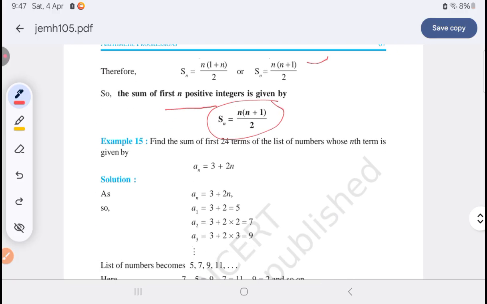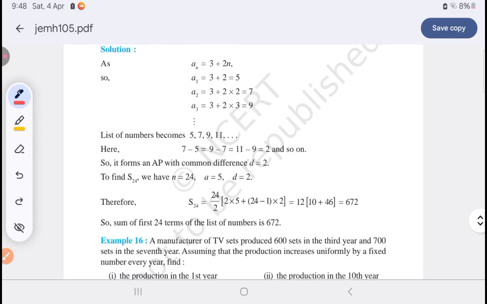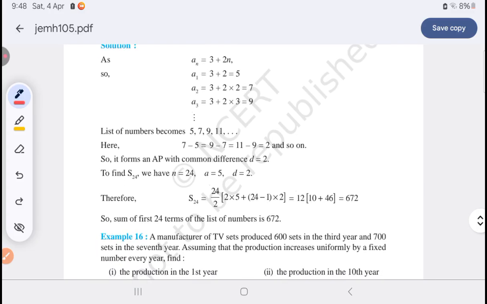Find the sum of 24 terms of the list of numbers whose nth term is given by an equal to 3 plus 2n. Here we have to find the sum of the first 24 terms. A1 equal to 3 plus 2, so dash dash. So for this list of numbers, n equal to 24, a equal to 5, d equal to 2. So the sum of 24 terms you can find from this.